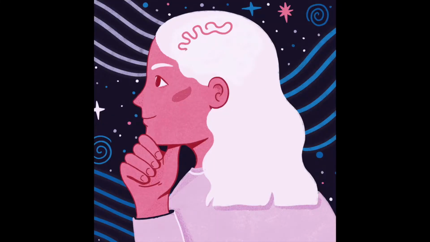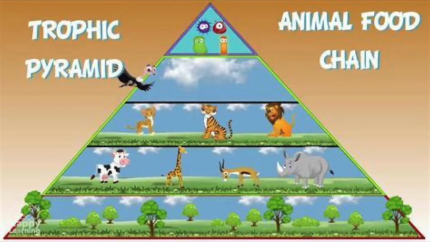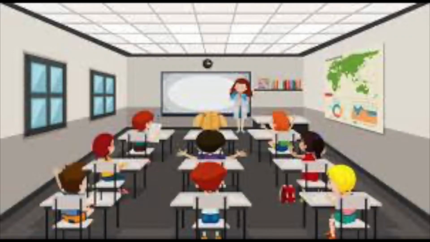Let me ask you a question. When you think of food chain, what's the first thing that comes to mind? Is it maybe some sort of animal or human food chain? Well, there are lots of different types of food chain. I had no idea there were different types of food chain until I learned about it in science. And today I'll be teaching you the food chain that I learned.